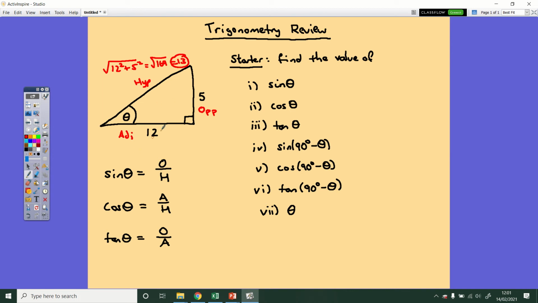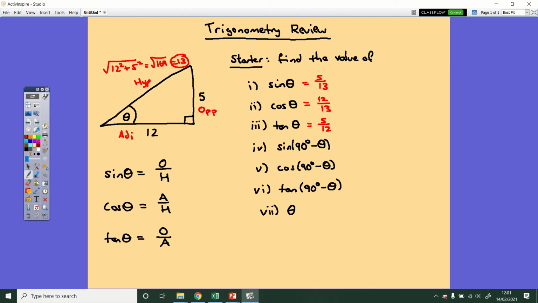Okay, so now we know all 3 sides, so we can work all 3 of these things out first of all. So that means that sine theta is going to be 5 over 13. Cos of theta, the adjacent over hypotenuse, is 12 over 13. And tan of theta is opposite over adjacent, that's 5 over 12.